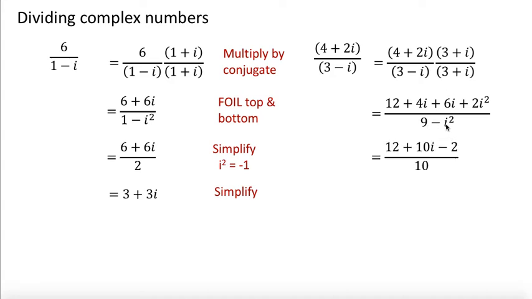So 9 minus -1 is 10. We change the 2i squared to -2. We simplify the i's here, collecting like terms. Simplify one more time and then finish it off. Beautiful. So there is dividing two complex numbers, end up with a complex number.